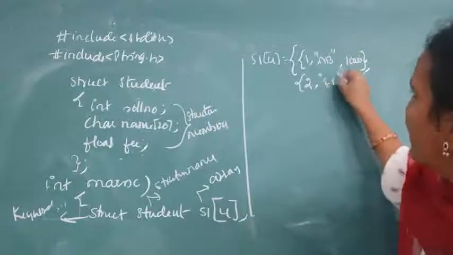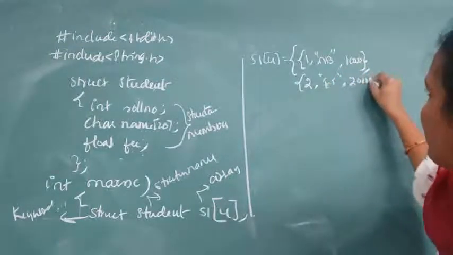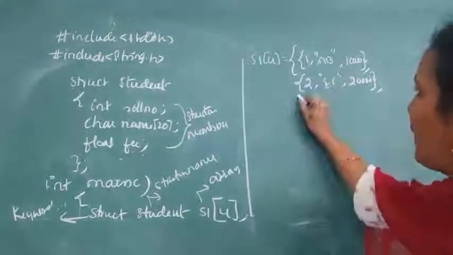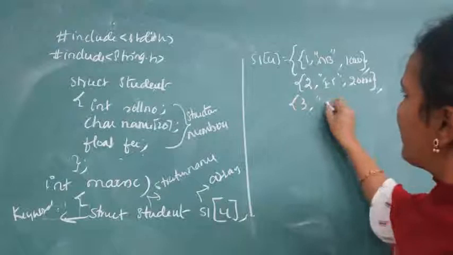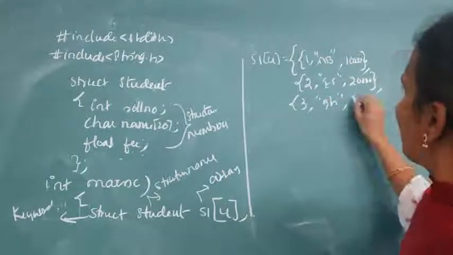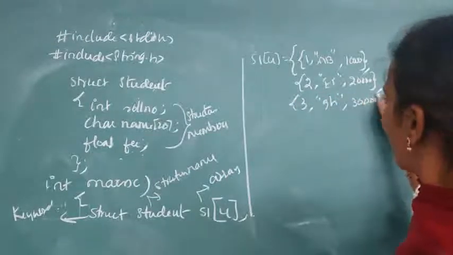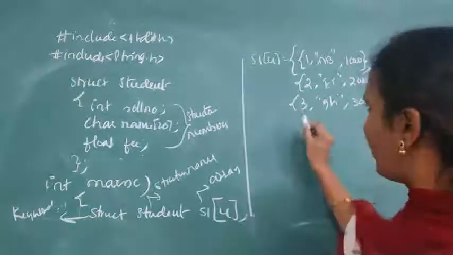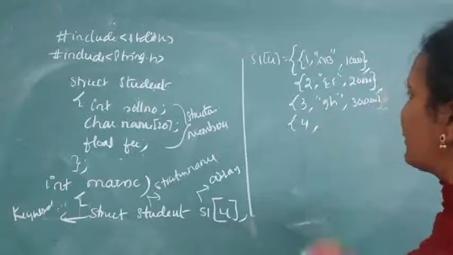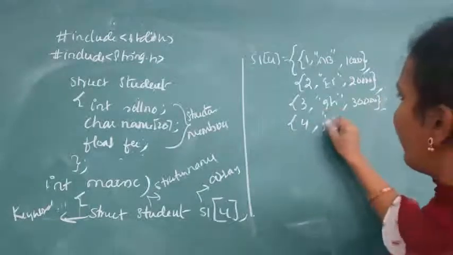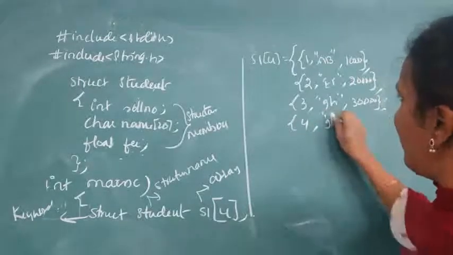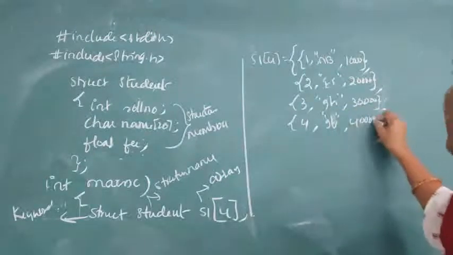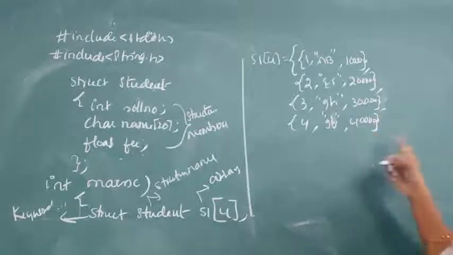EF, 20,000, comma. Second student record. Now third, GH, 30,000. Third student record. Okay. Now fourth student record, GH already level, GF example 40,000. This is the fourth record.